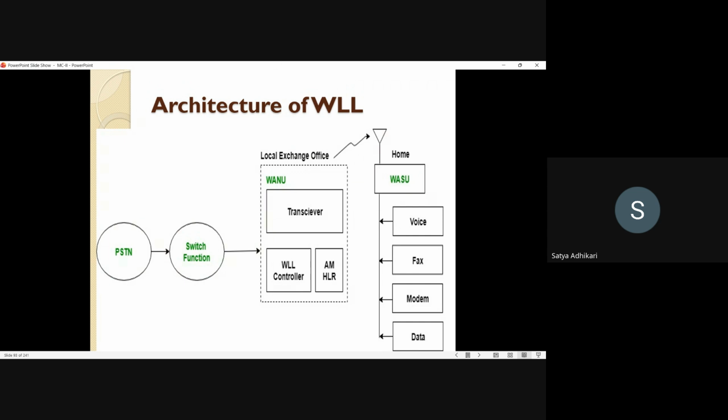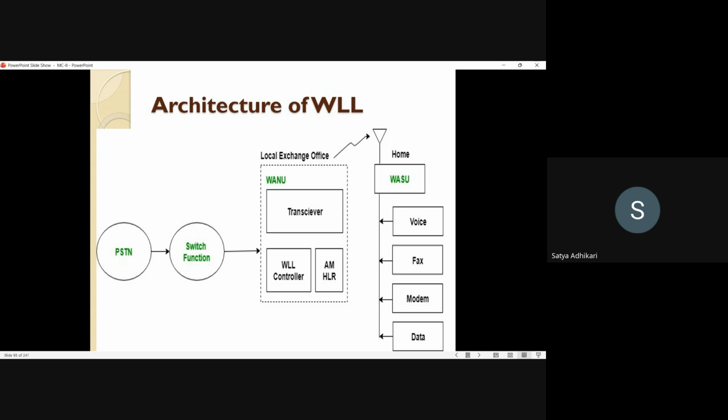You see here the architecture of WLL. There is the local exchange office transceiver, which is connected to the WLL, and this is the subscriber's home. The home is wirelessly connected, with a wireless link to the local exchange office, and once it is connected, you can communicate with other networks and with the internet.